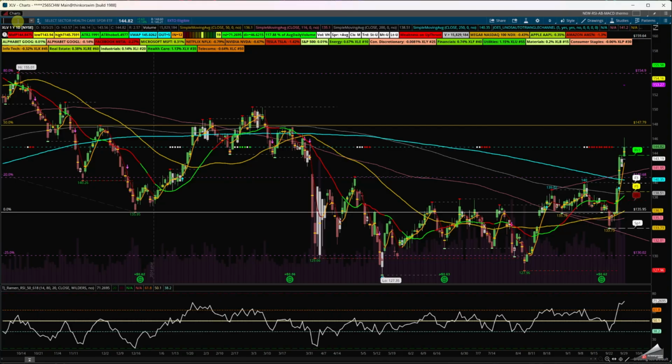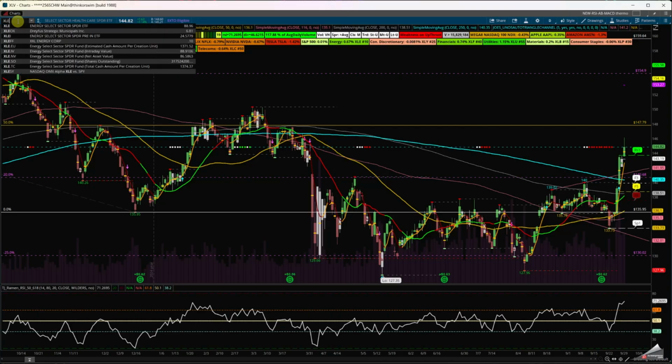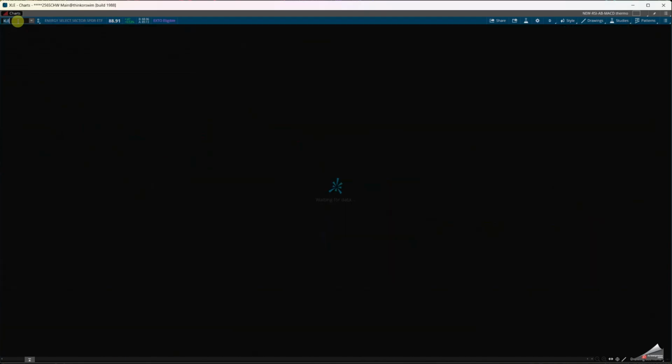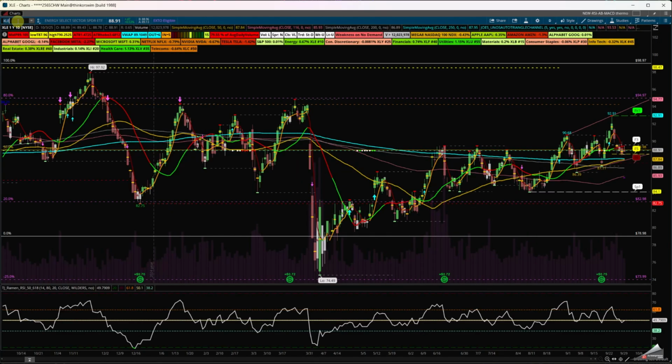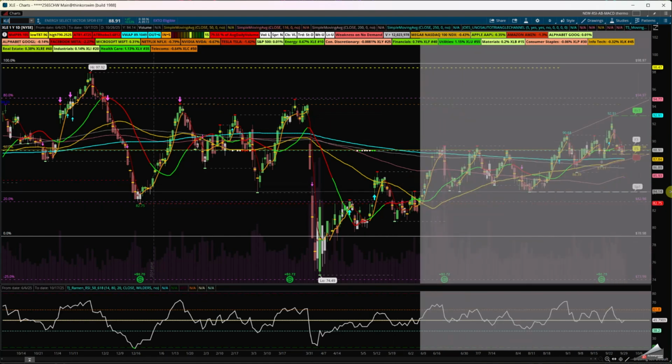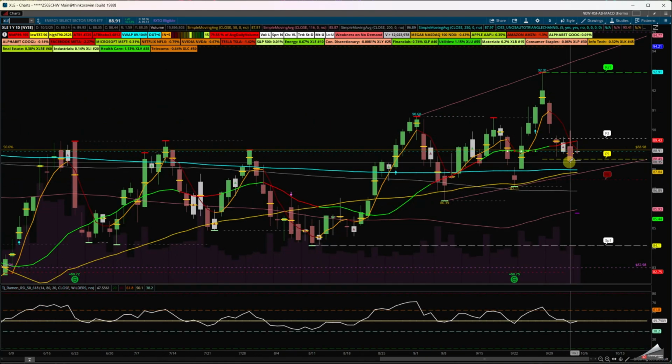And if I look at the XLE, the energy sector, you can see it's a little bit back down. It backed off from that, trying to break out, and looked back and came back in. So remember, these are the sectors.